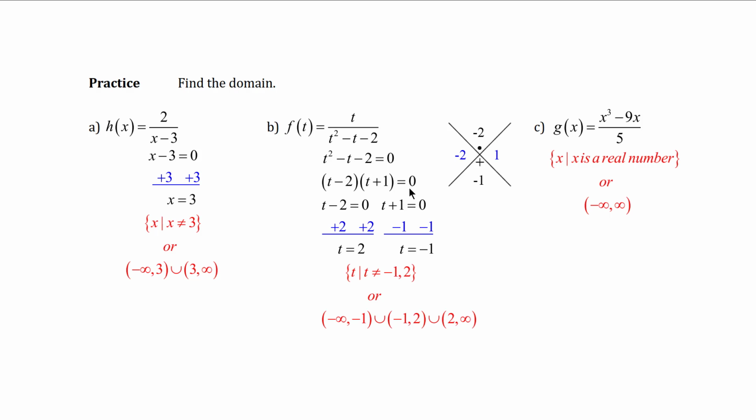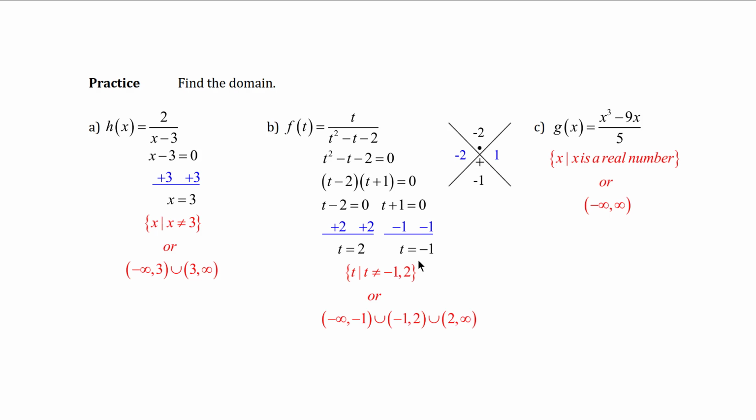Next, we apply the zero factor property. We get t minus 2 equals 0 and t plus 1 equals 0. Solving the first equation for t, we just add 2 to both sides. The result is t equals 2. Solving the second equation for t, we just subtract 1 from both sides. The result is t equals negative 1.